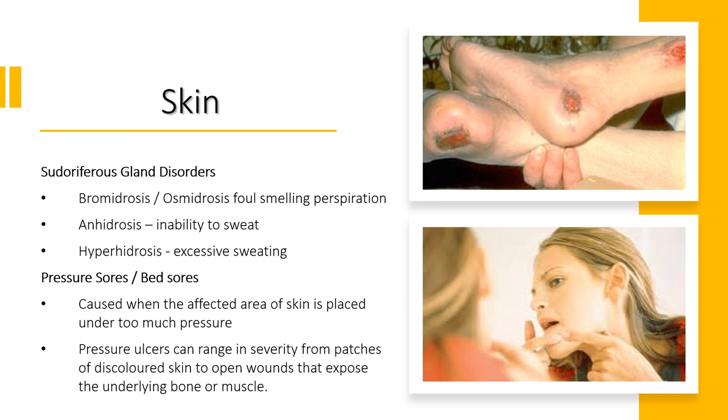So if you think of the term hidrosis as being sweating, then bromidrosis and osmidrosis are foul-smelling perspiration. Anhidrosis is the inability to sweat at all, and hyperhidrosis is excessive sweating, as we know that hyper means too much of something.